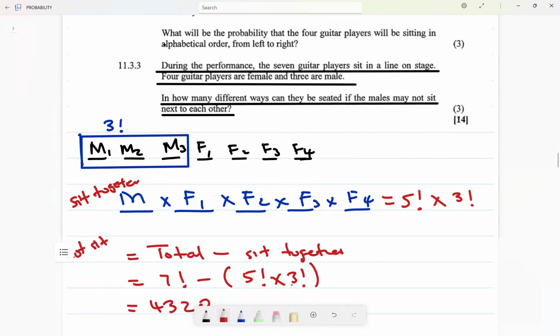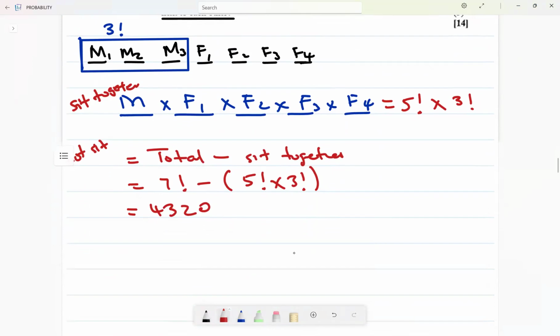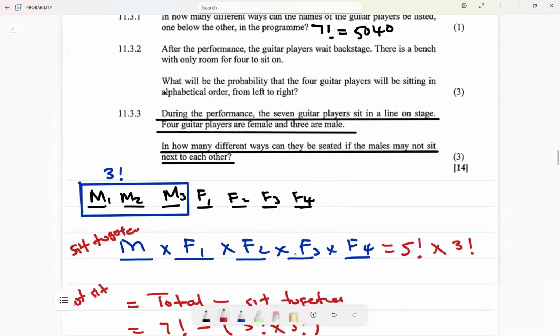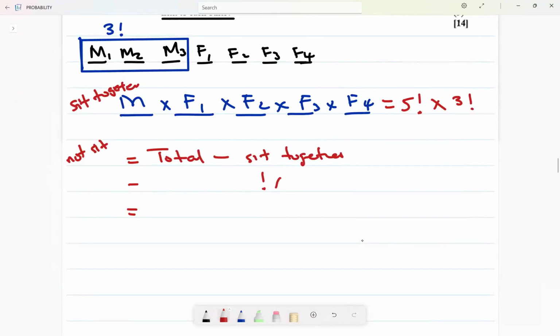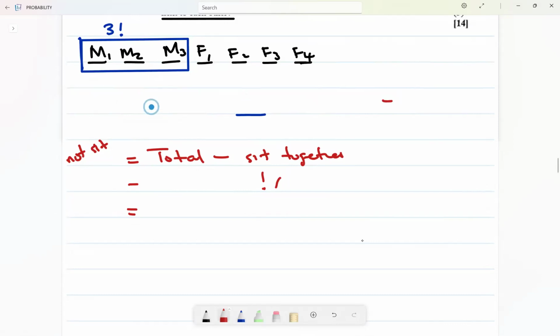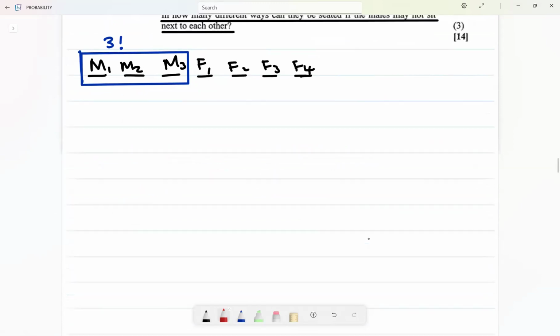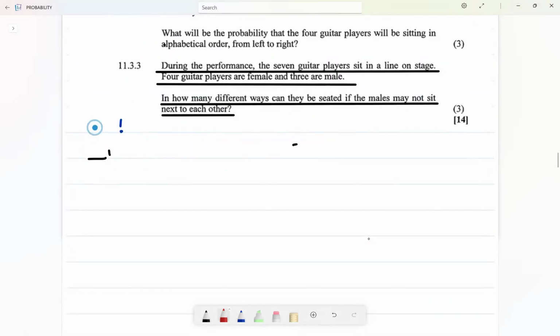Okay. Or another thing that you can do, let me see here. 5 multiplied by... In how many different ways can they be seated if males may not sit next to each other? So if males do not sit next to each other, that's going to be... Okay, let's try to do it randomly and see if it gives us the same outcome. It's going to be a long process, but we can try that. Ways in which now they can sit. Okay.